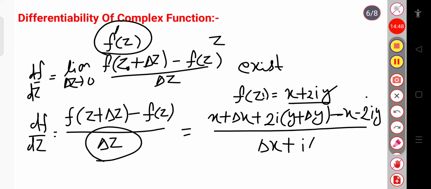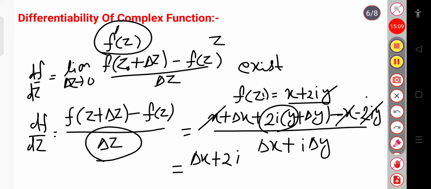Here the x gets cancelled, and 2iy plus 2i delta y minus 2iy, so the 2iy gets cancelled. The remaining term is delta x plus 2i delta y, divided by delta x plus i delta y. This is the differentiability of the complex function.